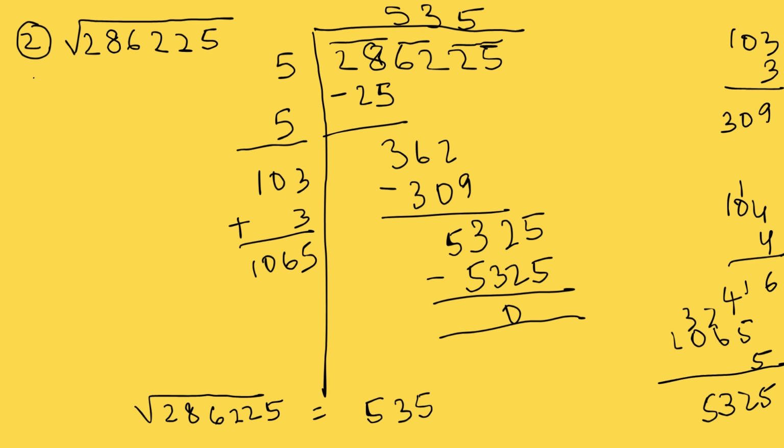Let's look at our next problem. We have to find the square root of 2,86,225. So we put a bar from the units digit. So we put a bar on 25, on 62 and 28. Now we have three periods, that is 28, 62 and 25.